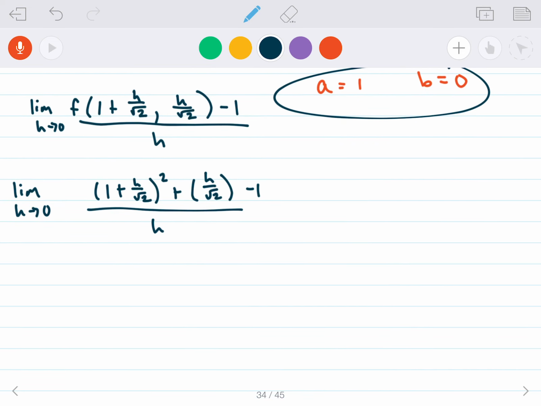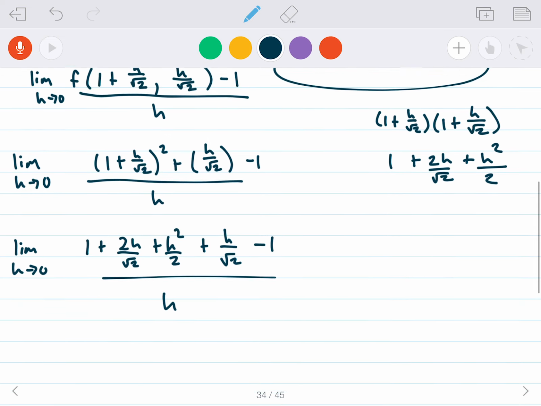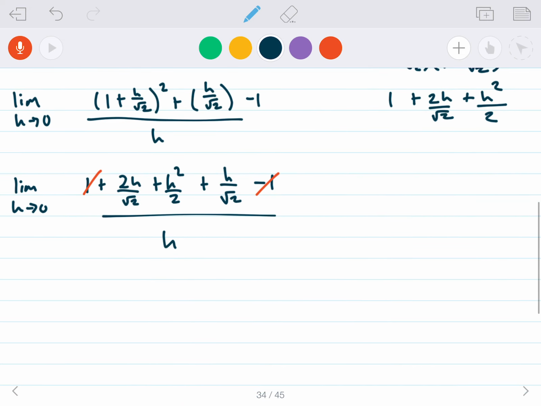All right, so let me go ahead and FOIL this off to the side. Okay, so first, outer, inner. Okay, so foiling that, I get limit h goes to 0 of 1 plus 2h over root 2 plus h squared over 2 plus h over root 2 minus 1 all over h. And then these ones can cancel. I can go ahead and pull out an h on the top.